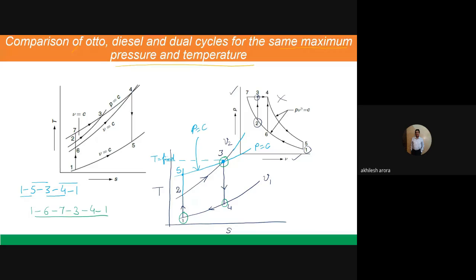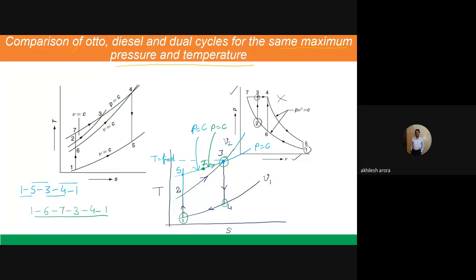Okay, so now first of all I have to see where is the point number 6. Point number 3 is fixed, so we have to backtrack actually from the point number 3. So if I come backwards in case of dual cycle from point number 3, it is the process of heat supply actually, and it takes place at constant pressure only. Okay, so I can say that this is the point number 7. Okay, and this is the constant pressure process in case of dual cycle, which is taking place for the heat supply. And before it, we have the heat supply process which is taking place at constant volume.